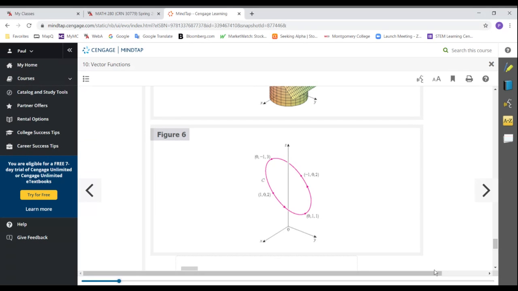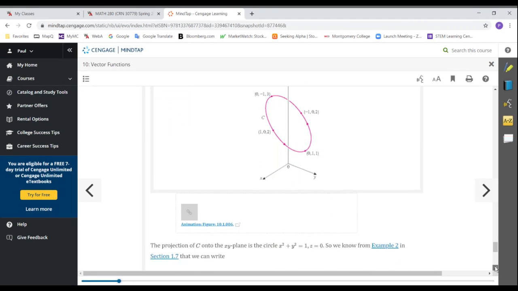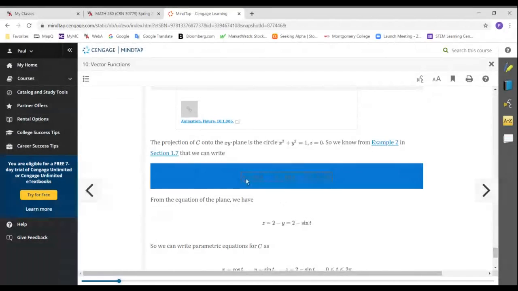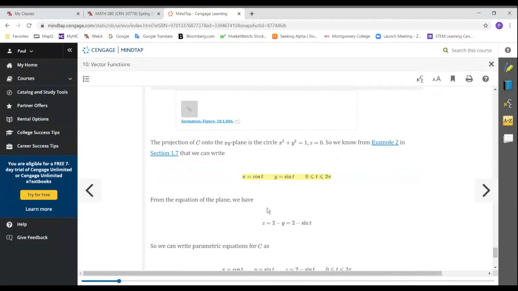So can we make the jump here and say that x has to equal cosine of t and y has to equal sine of t for that space curve? I mean, is that hold on here. Did I lose the book? Let me bring the book back. I think I lost the book. Hold on.